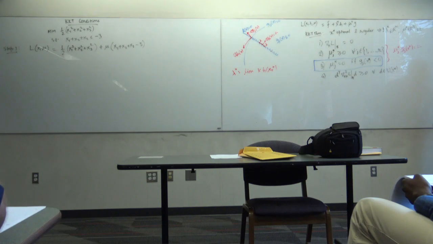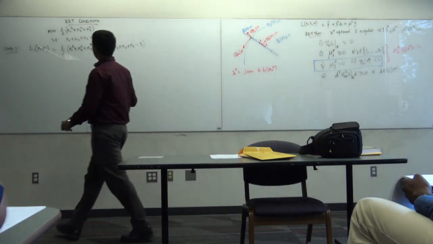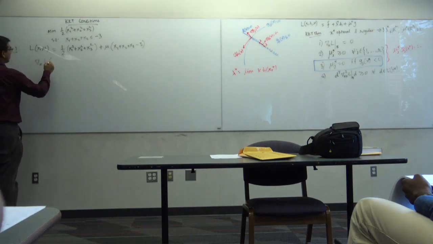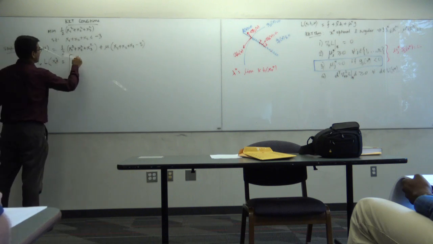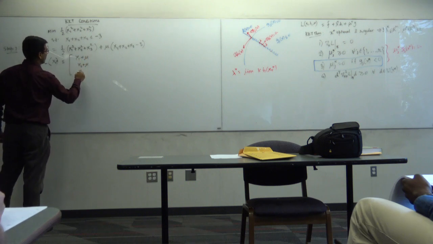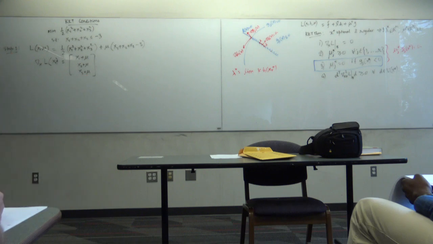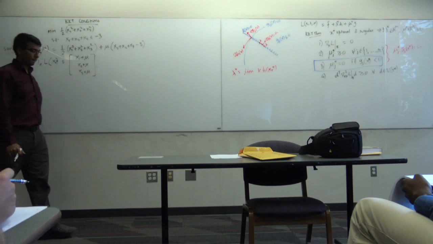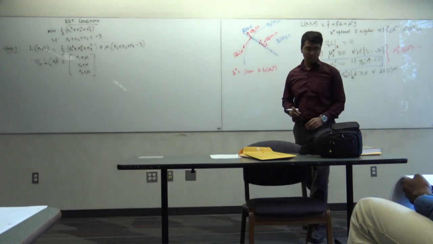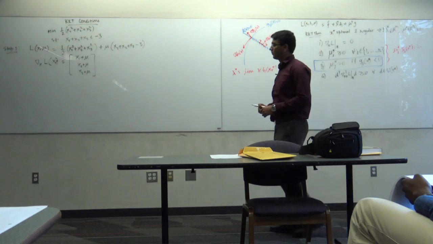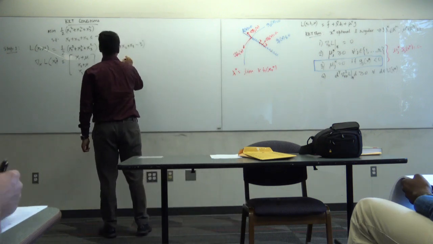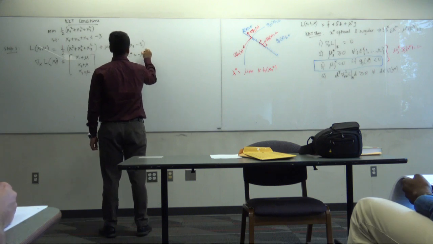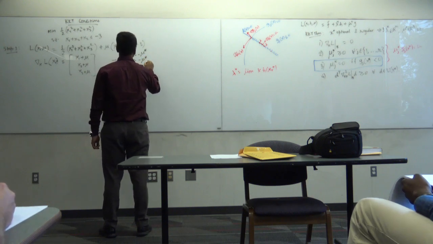What's the derivative? So I want to take the derivative of the Lagrangian with respect to x. x1 plus mu, x2 plus mu, x3 plus mu. Okay, so this implies that my x1 star will be equal to negative mu star, x2 star will be equal to negative mu star, and x3 star will be negative mu star.